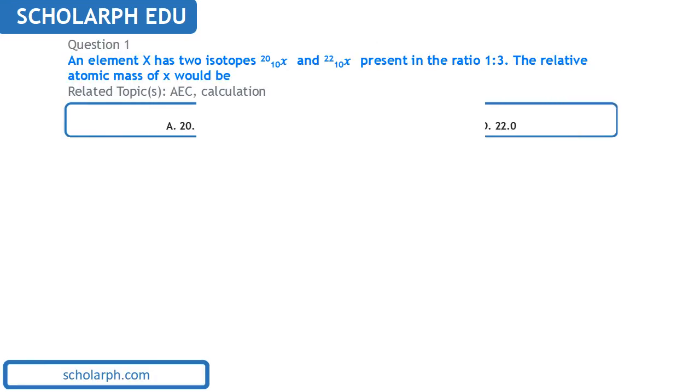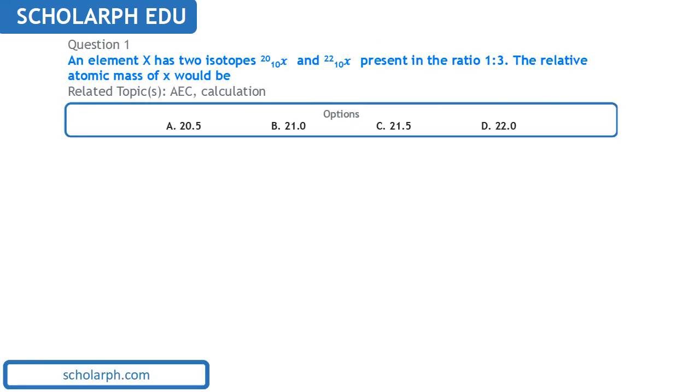Alright, first question here on atoms, elements, and compound. An element X has two isotopes, 20X and 22X, present in the ratio 1 to 3. The relative atomic mass of X would be. Now, what we have here is that one of the isotopes of this element X has an atomic mass of 20, and one of it has an atomic mass of 22.